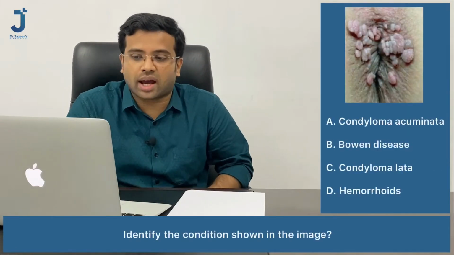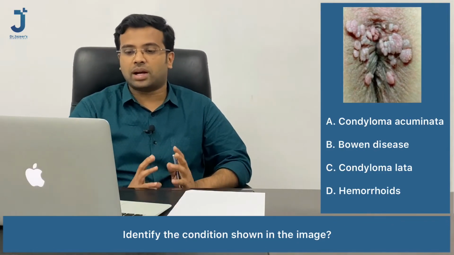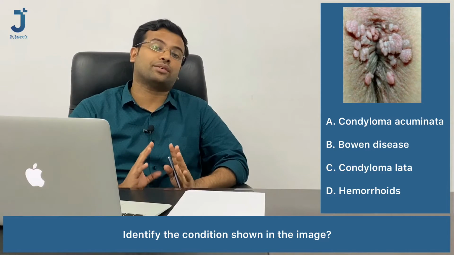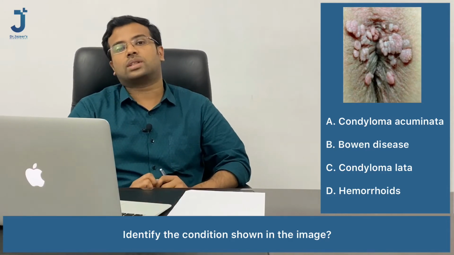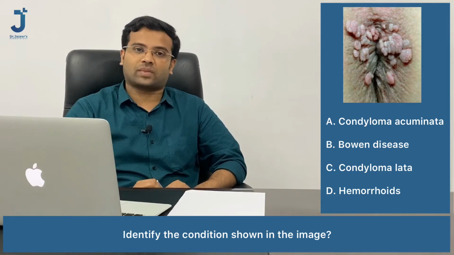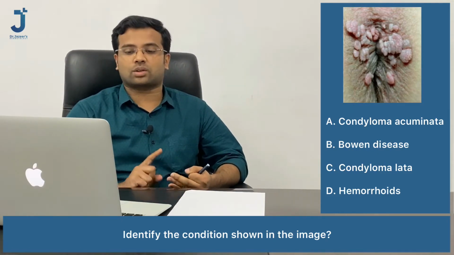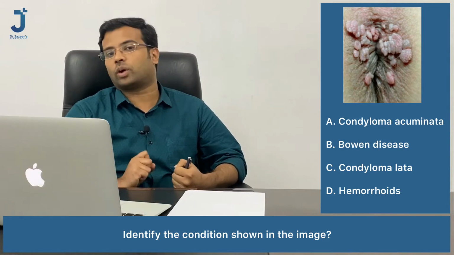So now let's go to the next one. Again a spot diagnosis, identify the condition that is shown in the image. You can see that there are multiple exophytic rough surface growths outside the genitalia. So what do you call genital warts? Options are condyloma acuminata, Bowen's disease, condyloma lata, and hemorrhoids.